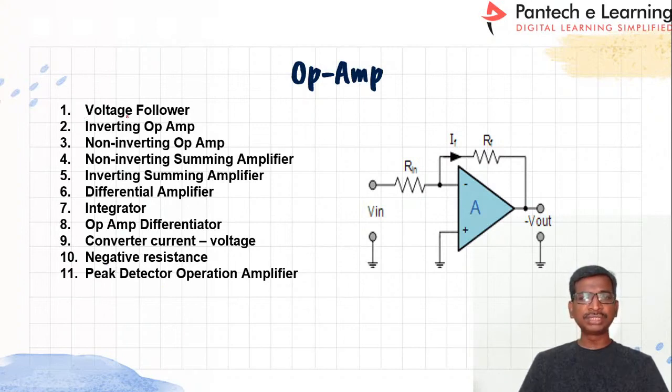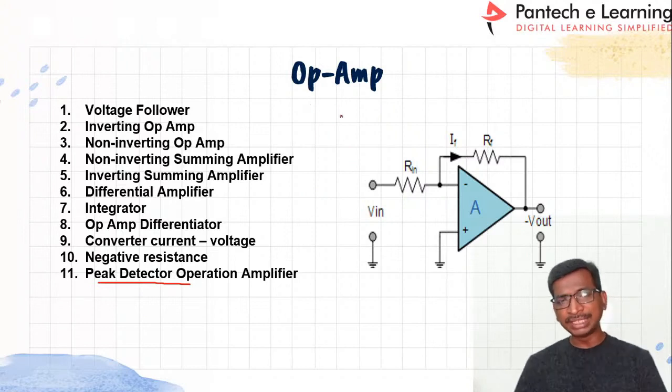So the first one is the voltage follower, then inverting op amp, non-inverting op amp, non-inverting summing amplifier, differential amplifier, inverting summing amplifier, integrator, op amp differentiators, current to voltage converters, negative resistance converter, and then peak detector. So these are all some notable features of the op amp, right? So can you tell me the IC name of any one of the op amps?